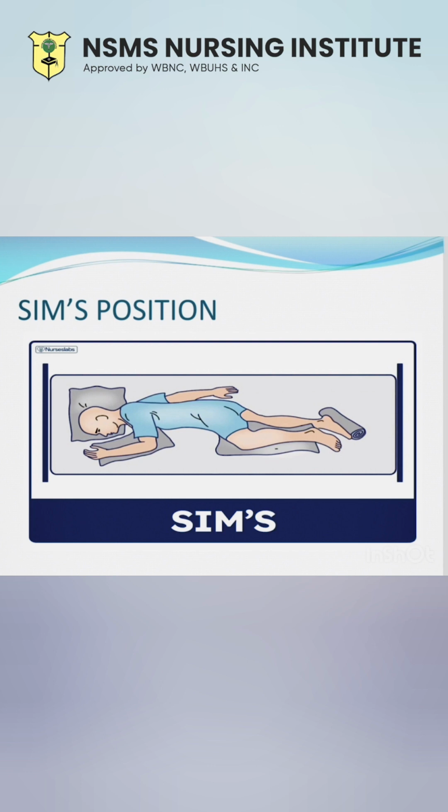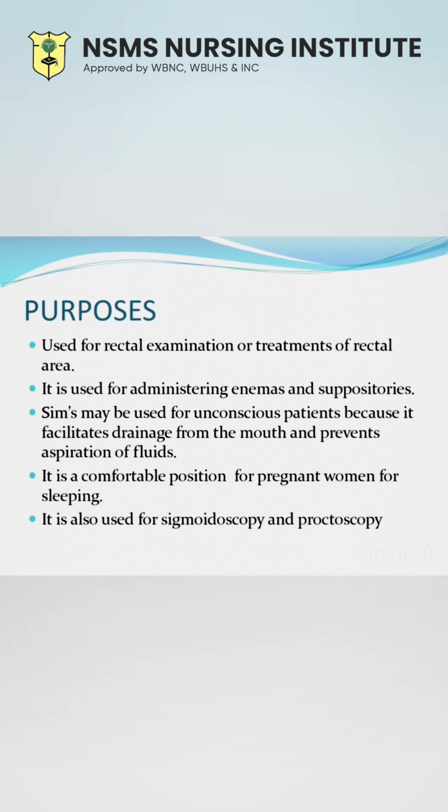Support proper body alignment in Sims position by placing a pillow underneath the patient's head and under the upper arm to prevent internal rotation. Place another pillow between the legs of the patient. Uses of Sims positioning or lateral decubitus positioning.